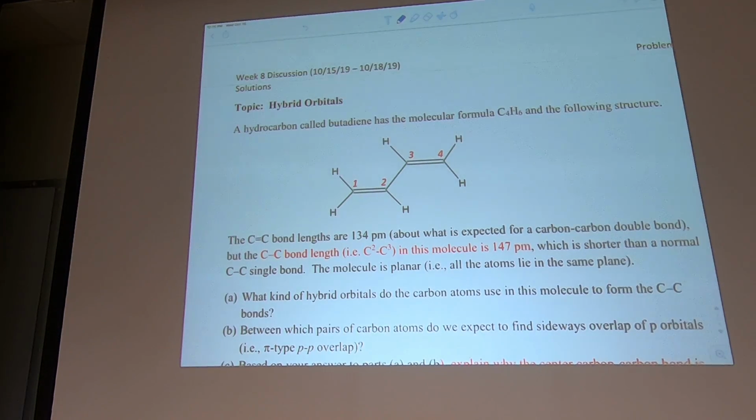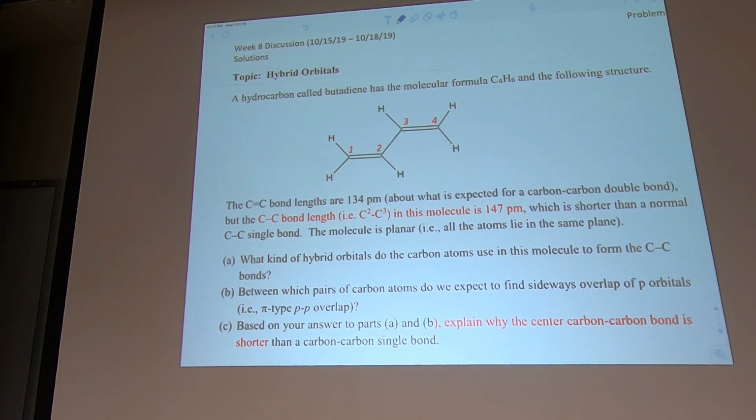And this is also something about hybrid orbitals, to give you a better understanding of sp, sp2, sp3, and so on. This is an example, and this is a compound. Hydrocarbon means made up of carbons and hydrogens, and this is called butadiene.